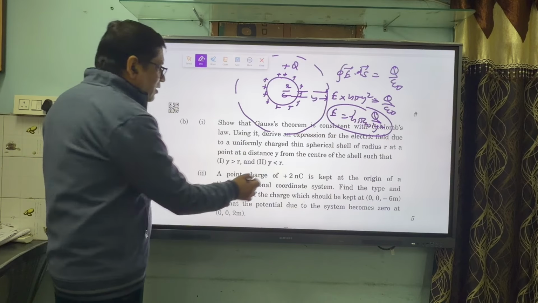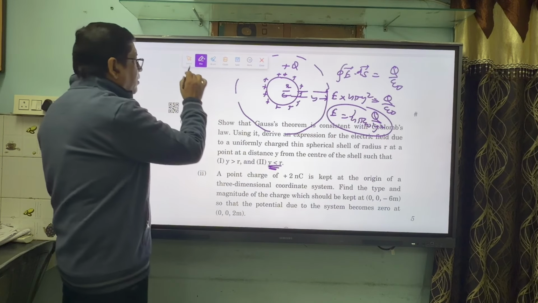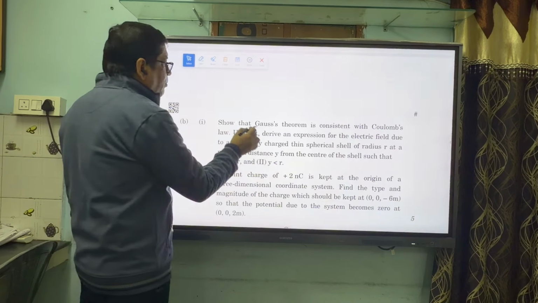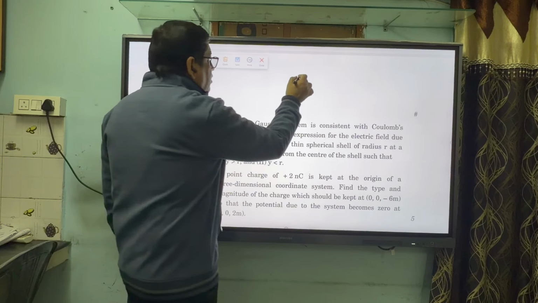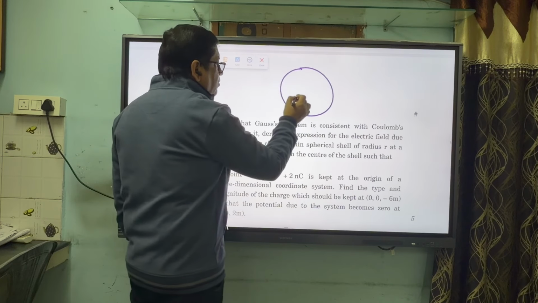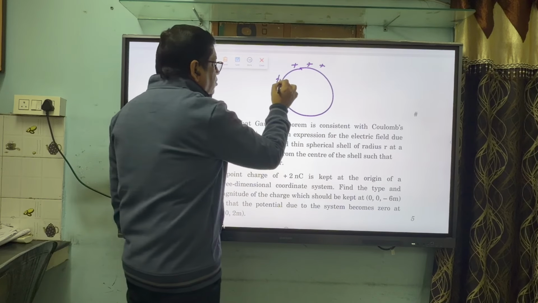But if point is inside, if it is inside point, then what will happen? In case of inside point, what will happen? This is suppose inside point. Charge is on the surface.